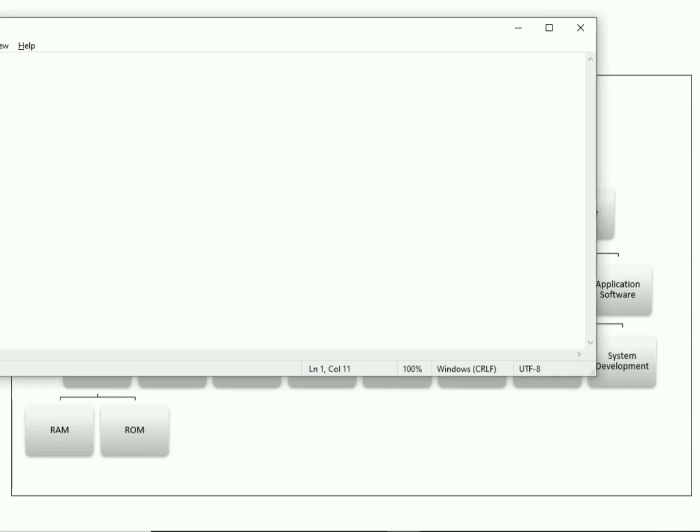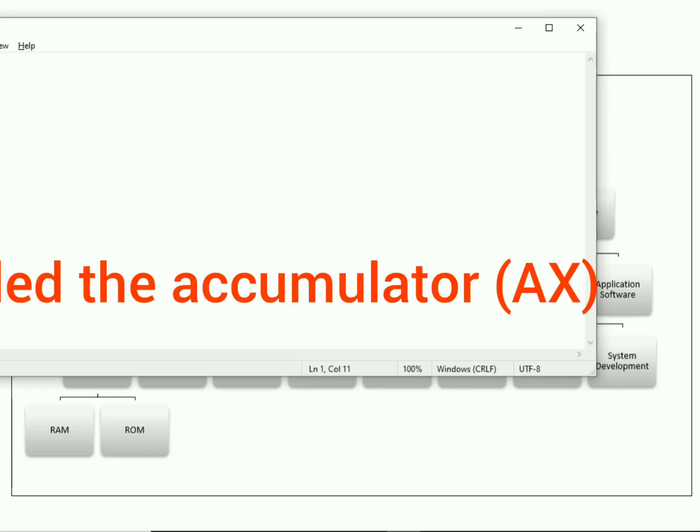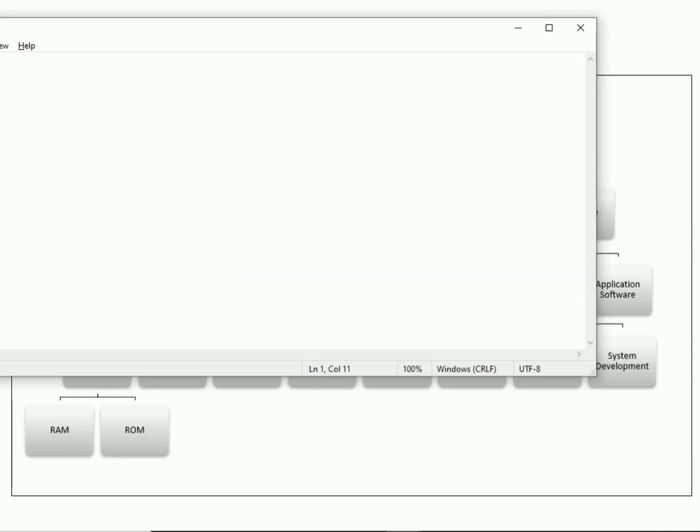This answer is then stored in a special type of register called the accumulator, and it is denoted by AX, capital letter A and capital letter X, like this. This means the accumulator. Wherever you see this, it means the accumulator.